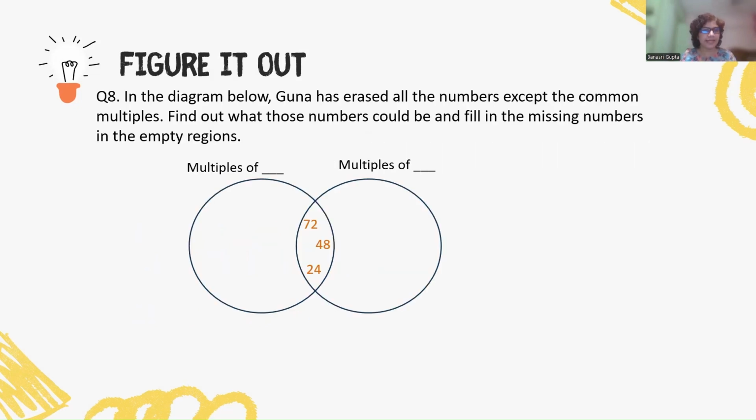This is the next problem. In the diagram below, Guna has erased all the numbers except the common multiples. Find out what those numbers could be and fill in the missing numbers in the empty region. So the common multiple starts with 24. So there are different combinations possible. First combination is 3 and 8. 3 and 8 don't have any common factor, so their first common multiple is 24. 6 and 8 also satisfy this condition. 12 and 8, and also different combinations are possible, like 24 and 3, 24 and 8. All these combinations are also possible.